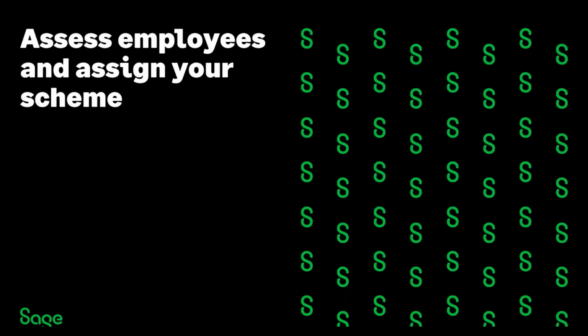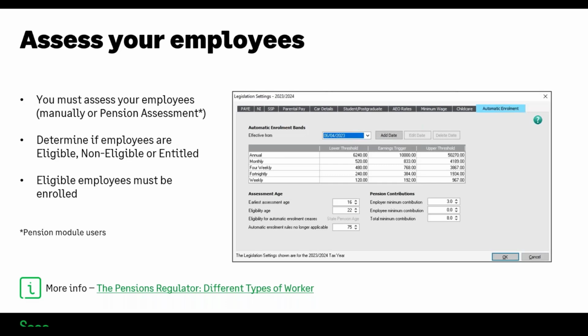The next section of the webinar is going to be assessing employees and assigning your scheme. So as part of your ongoing duties as an employer, you must assess your employees each time you pay them. You can do this manually, which I'll be going through today, or if you're a pensions module user, via the pension assessment. And we do have a separate webinar coming up going through all things pension assessment.